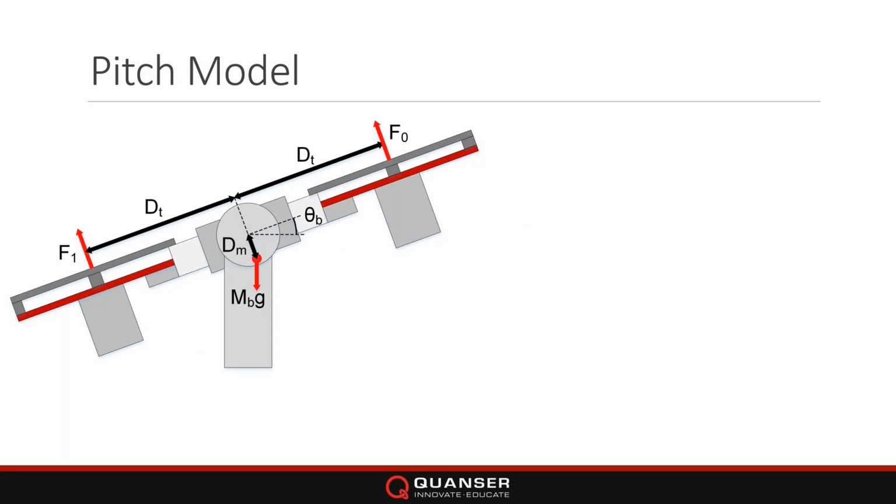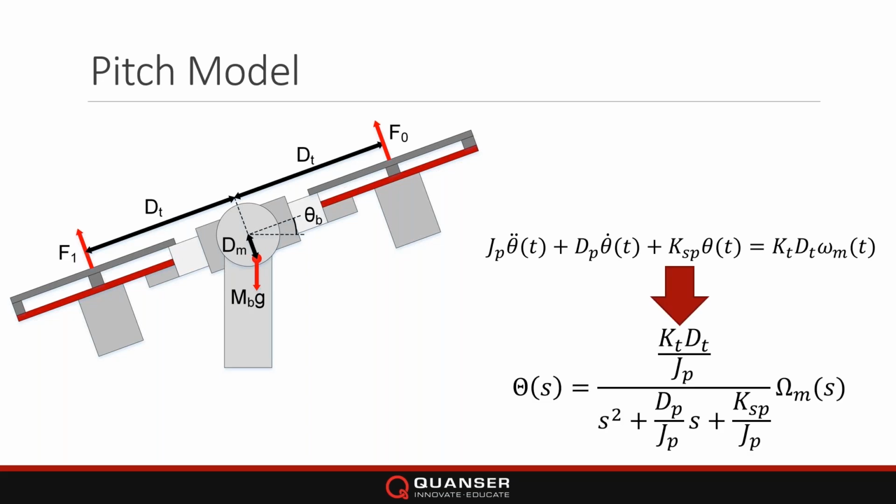Now looking at the pitch model, again, here's a free body diagram. You can model this using a very standard equation of motion, where you have inertia, damping, stiffness, and the torque being applied along the pitch axis. And then you can find out what the second order transfer function is. So it will look basically like that.